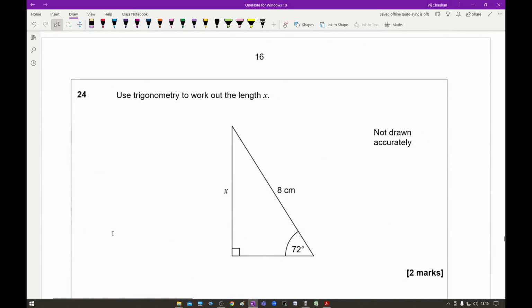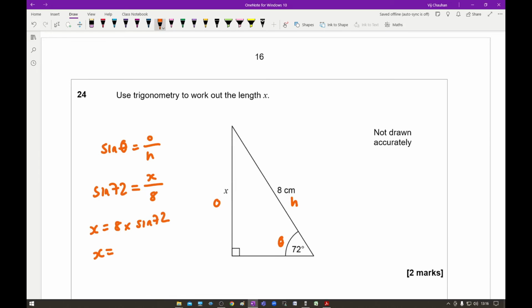Moving on to question 24, it says use trigonometry to work out the length of x. So for this, the first thing you want to do is label the information we've been given. So we've got theta, we've got the hypotenuse, and I've got the opposite. So knowing we've got O and H, and we've got theta, then the trig ratio I need to use is sine, which is O over H, and then substituting numbers in, I get sine 72 equals x over 8. So x is going to equal 8 times sine 72.